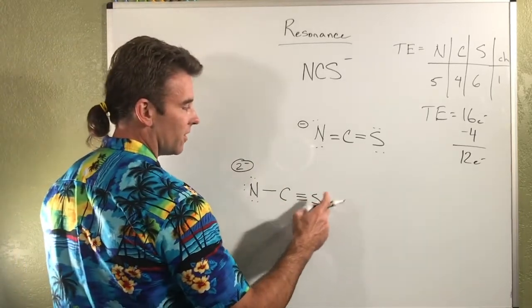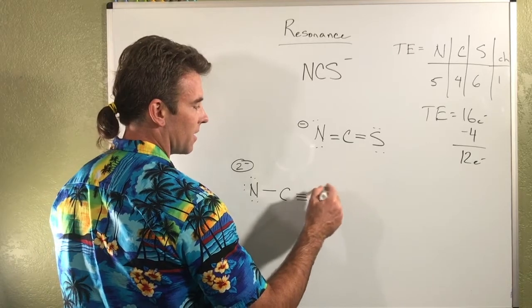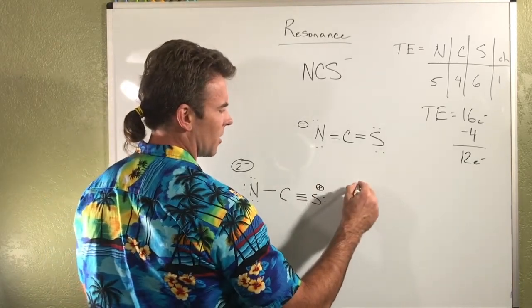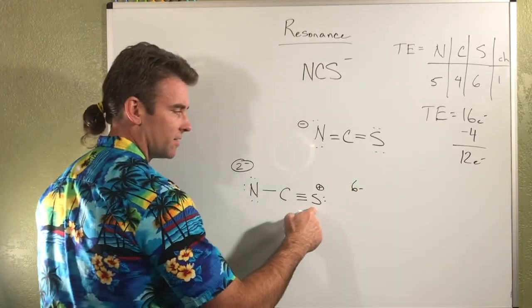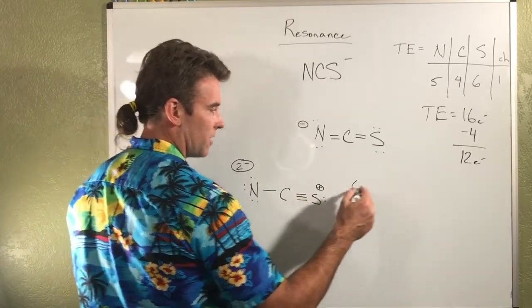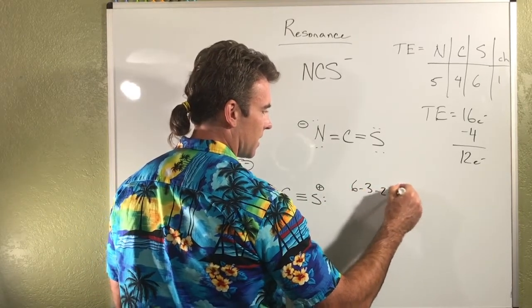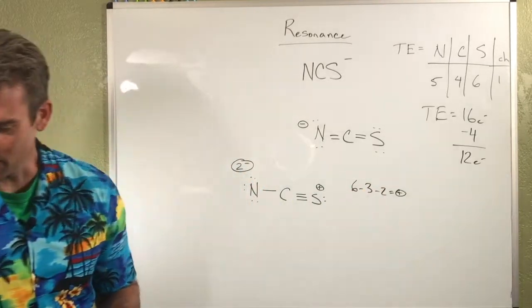And you look over here, and this one, well, it's probably going to be a plus. It has to be a plus. Let's just do it to make sure real quick. So we had a valence of 6, we had 3 bonds, and we subtract another 2, and in fact, that thing is in fact a positive 1.